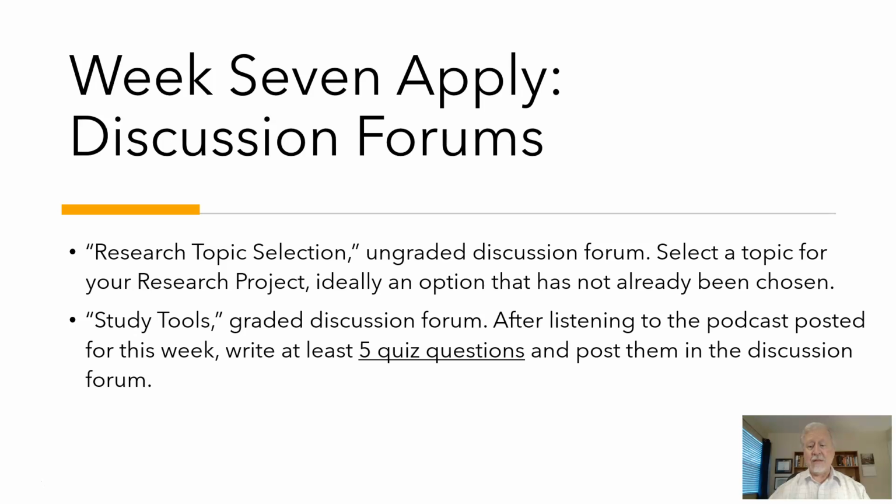Week 7 apply. Then there are two discussion forums. One is ungraded. The other is graded. I noticed that some of you have already jumped into the ungraded one. The ungraded discussion forum is called Research Topic Selection, where you simply have an opportunity to post a thread that identifies your chosen topic for your research project. Ideally, choose an option that has not already been chosen. If a couple of you choose the same thing, it's not really going to affect your grade, but that would be the ideal, so that we have good coverage of the kinds of things we've been looking at together in the Old Testament.